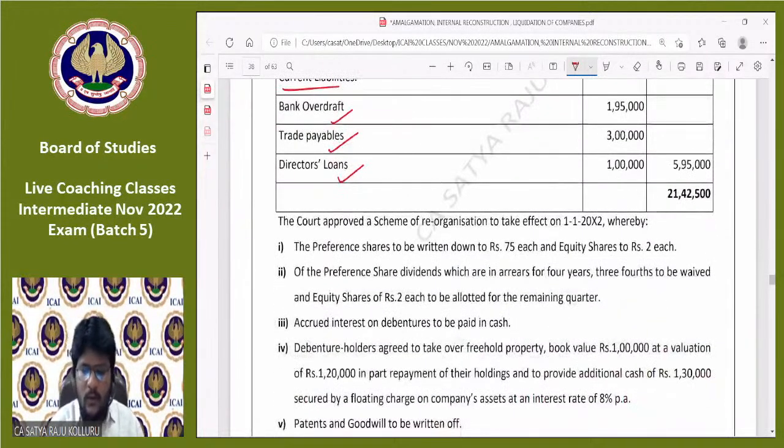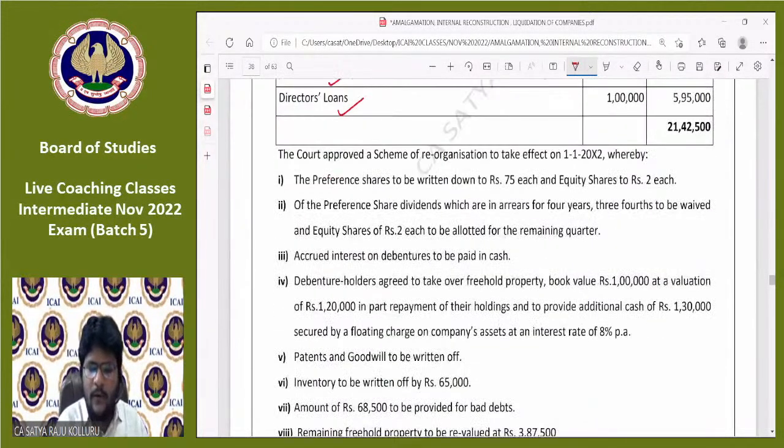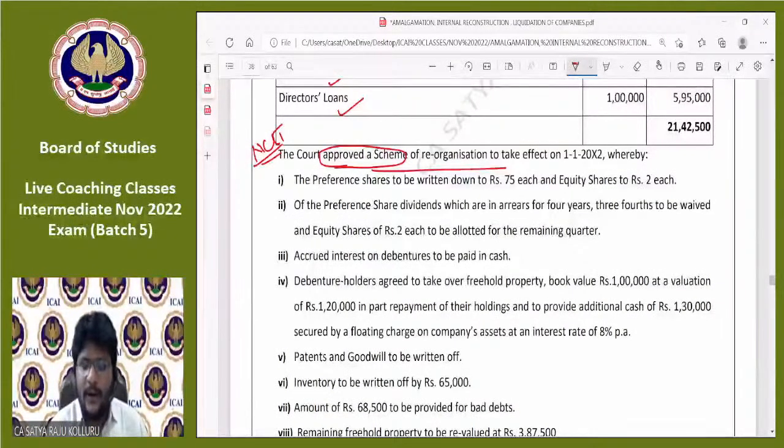Come down. The court approved a scheme of reorganization. Always after approval by the court. Here court means NCLT, National Company Law Tribunal. Then only the company can proceed for internal reconstruction. You know that concept was already explained by me.